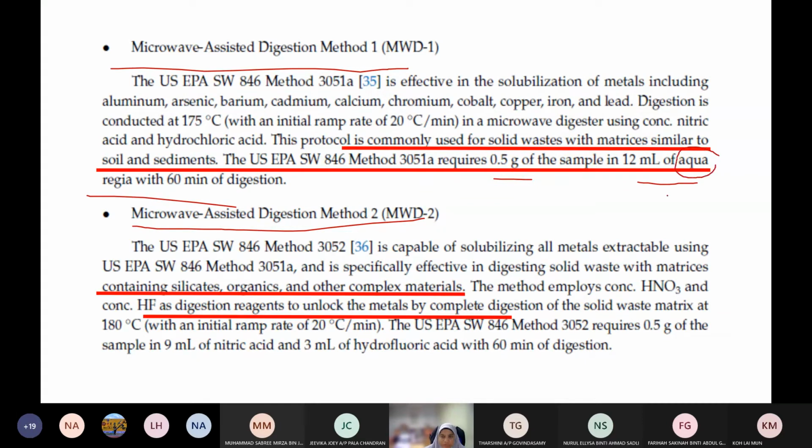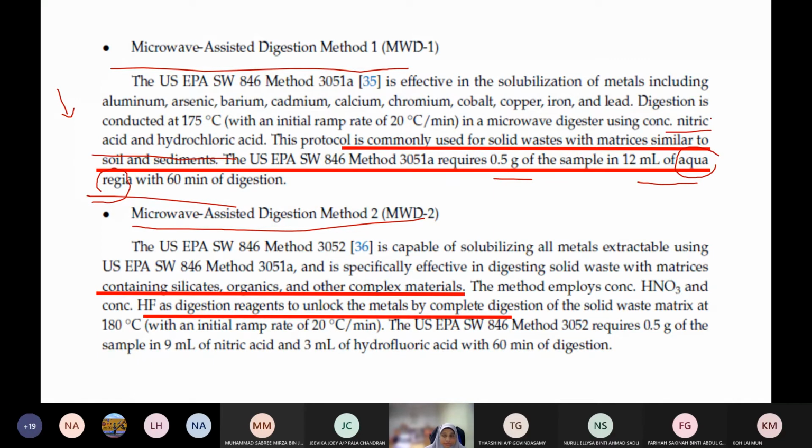Sometimes we use these terms. One day when you become a chemist and your boss asks you to do a digestion, and you find this method mentioning aqua regia, please don't panic. Aqua regia refers to the combination of nitric acid and HCl. We call it aqua regia.